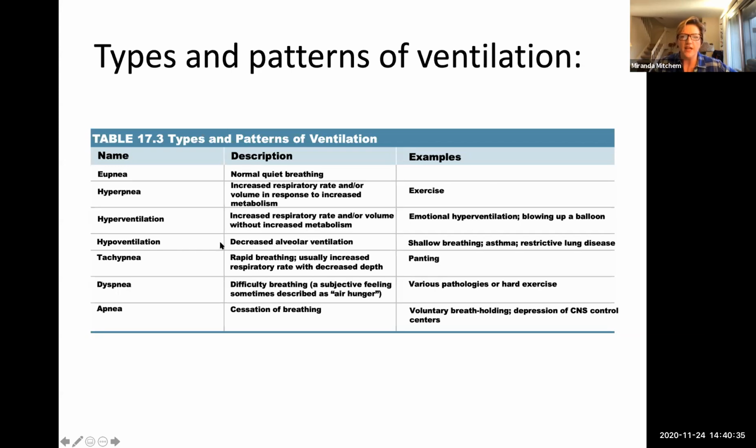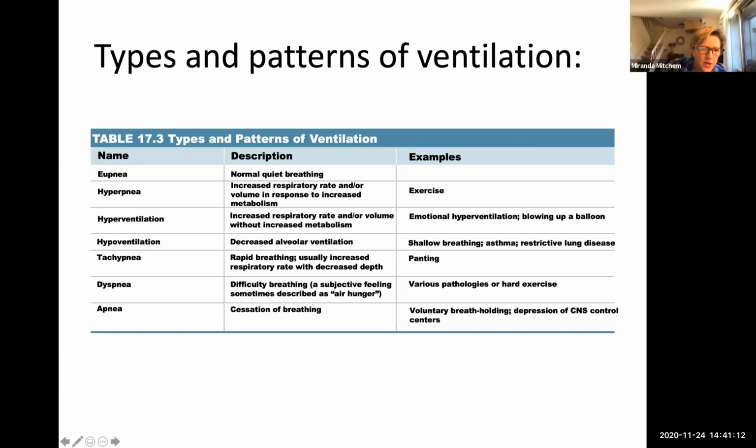Hypoventilation is when it's decreased. So shallow breathing, asthma, even the different restrictive lung diseases are associated with hypoventilation. You've heard of apnea, which is when breathing stops. And that can be done, right? Obviously, we can do it ourselves if we want to, but there are also forms that are associated with the control mechanisms in the brain that are not under voluntary control.